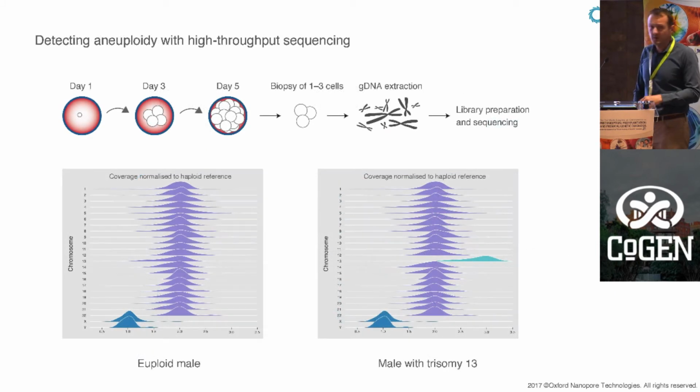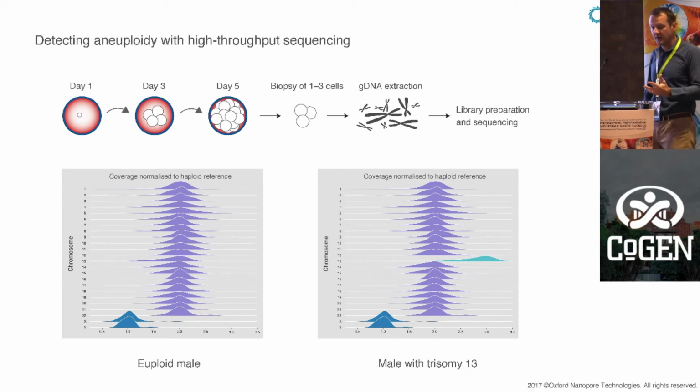There we go. So I'm not here to try and explain why you should or shouldn't do PGS. That's really not something I want to get into. But what I'm going to say, this is the workflow that you're probably all quite familiar with. After a few days of growth, we can take a couple of cells, we can extract the DNA from that, we can sequence it. The trick comes in the analysis, really.